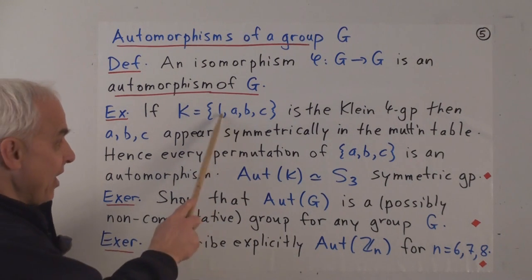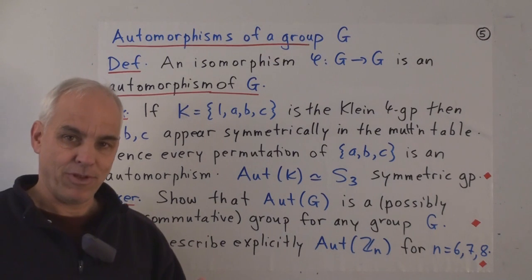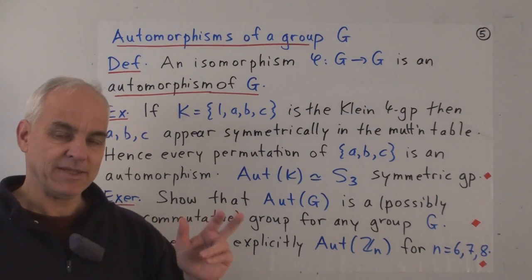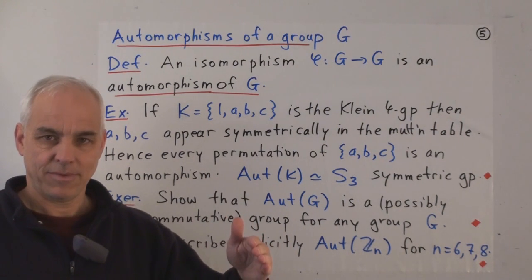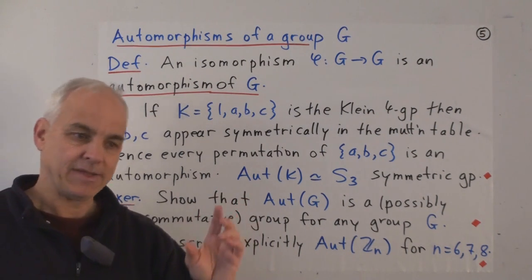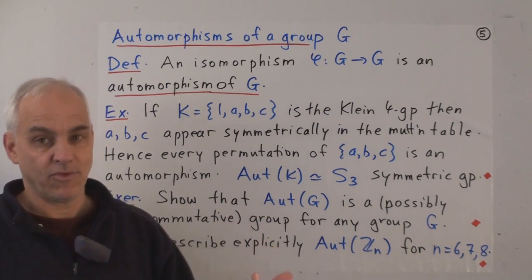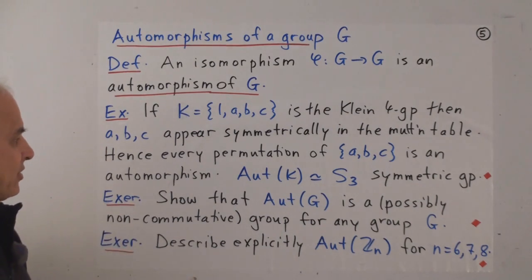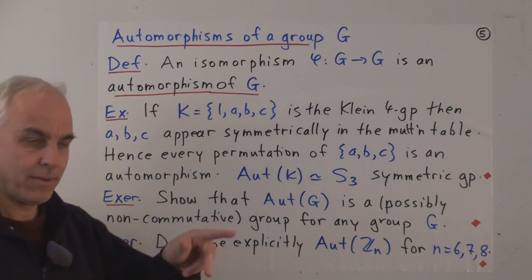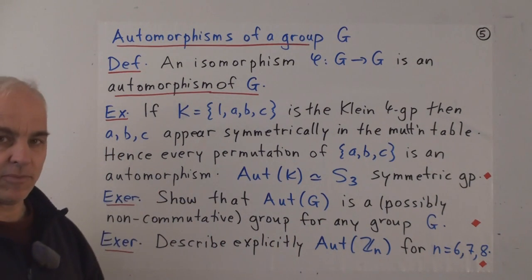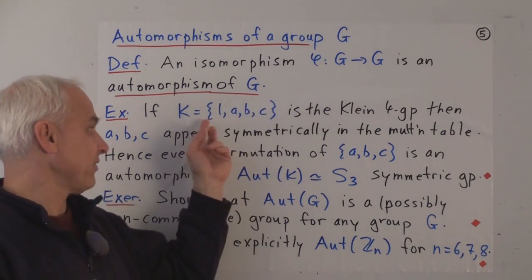For example, if we look at the Klein 4 group, then we saw that in the multiplication table, the 3 elements A, B, and C pretty well played a symmetrical role. They were pretty well indistinguishable. A times B equals C, B times C equals A, A times C equals B. So that means that every permutation of A, B, C is an automorphism, or gives rise to an automorphism, because of course you still have to send 1 to 1.